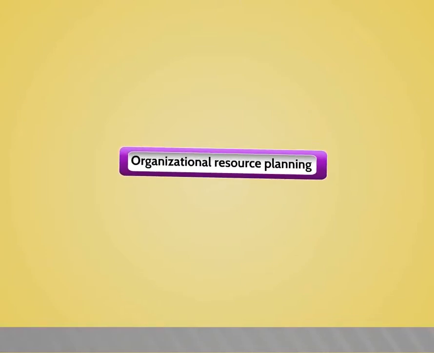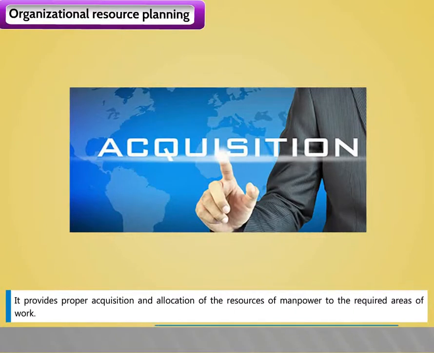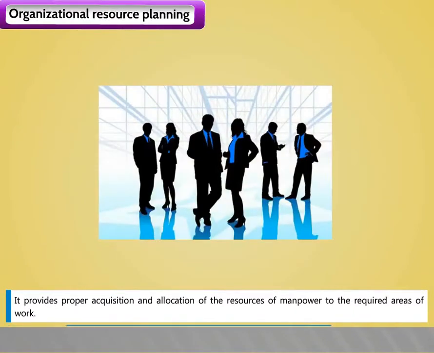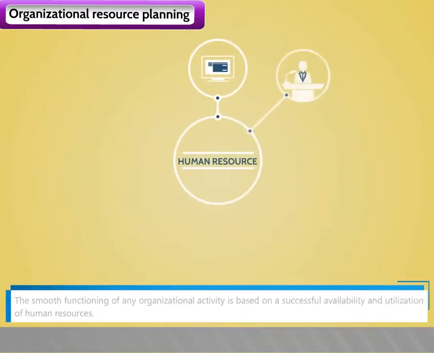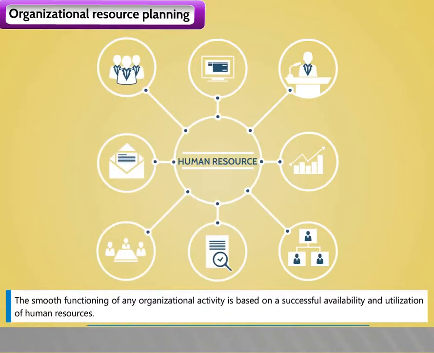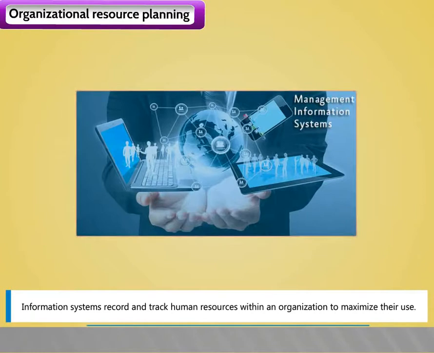Organizational resource planning. It provides proper acquisition and allocation of the resources of manpower to the required areas of work. The smooth functioning of any organizational activity is based on a successful availability and utilization of human resources. Information systems record and track human resources within an organization to maximize their use.